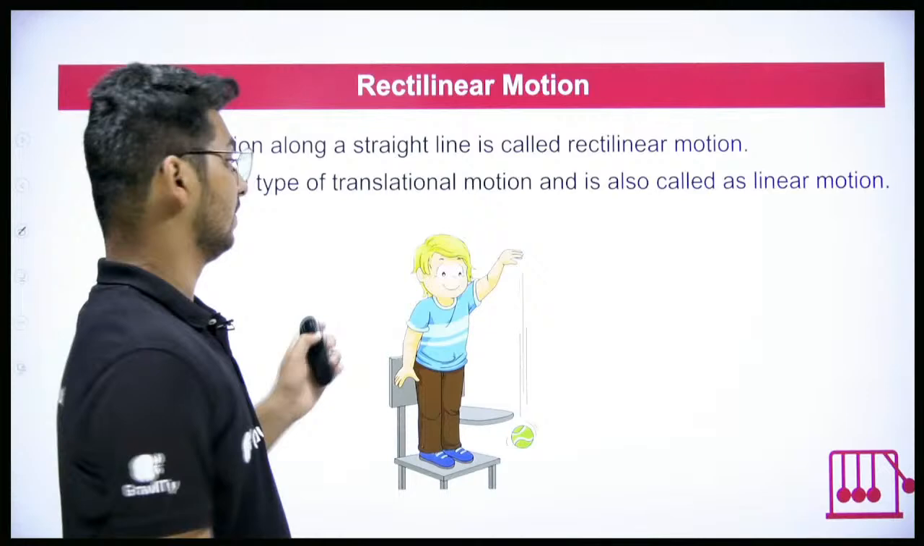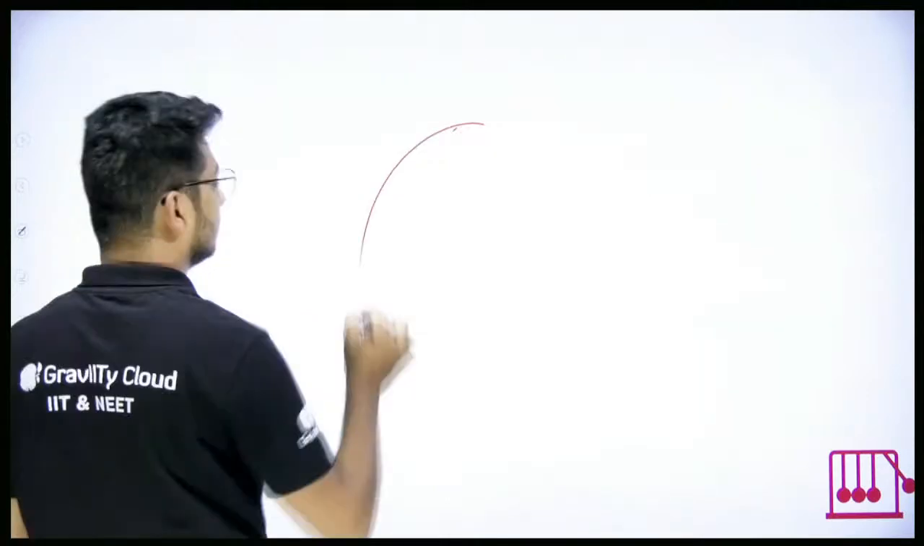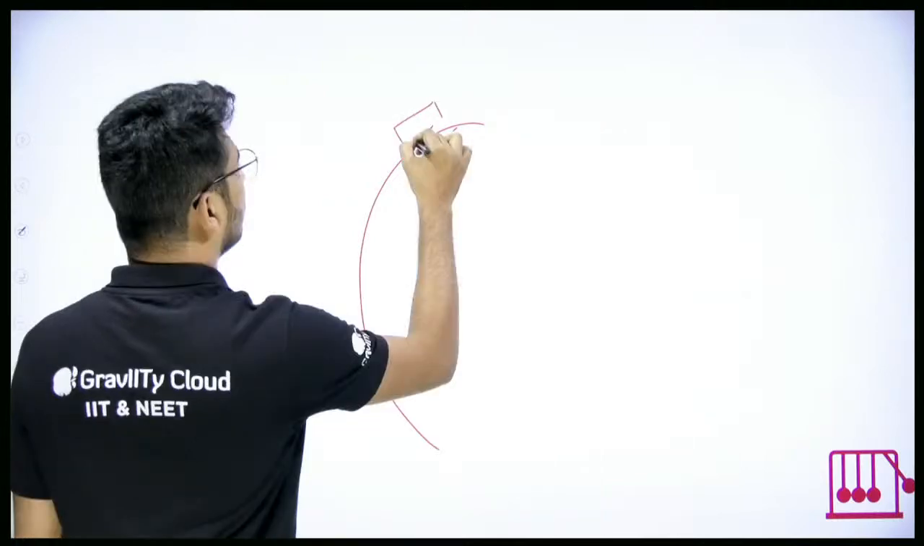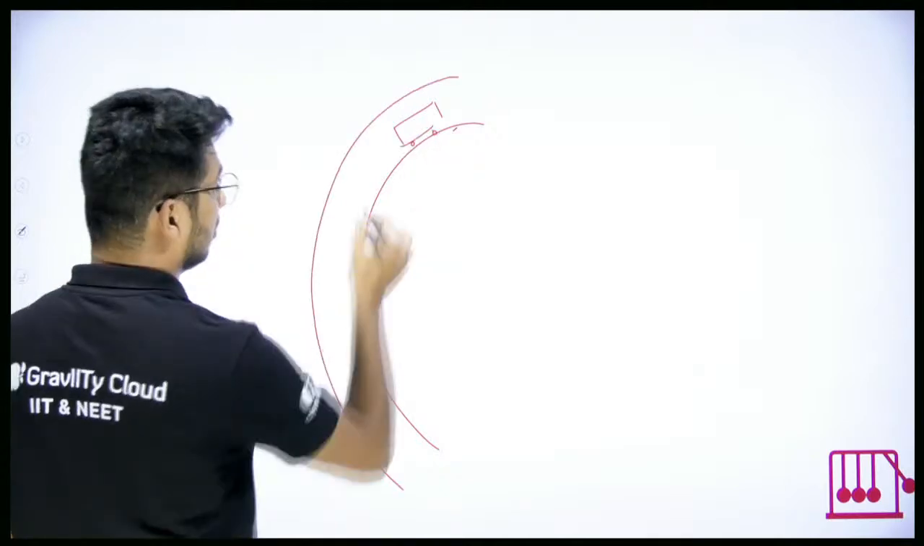Then we have curvilinear motion. Motion along a curved path is called curvilinear motion. It can be a turn, it can be a cricketer throwing a cricket ball, or a footballer hitting a football, anything. Motion along a curved path is also a type of translational motion. Simple example: if I take a curve here, and there is a car moving on the road. The car has come from there to here.